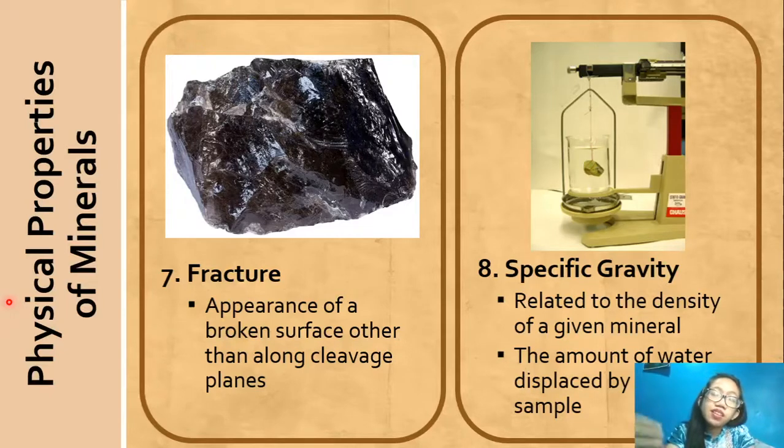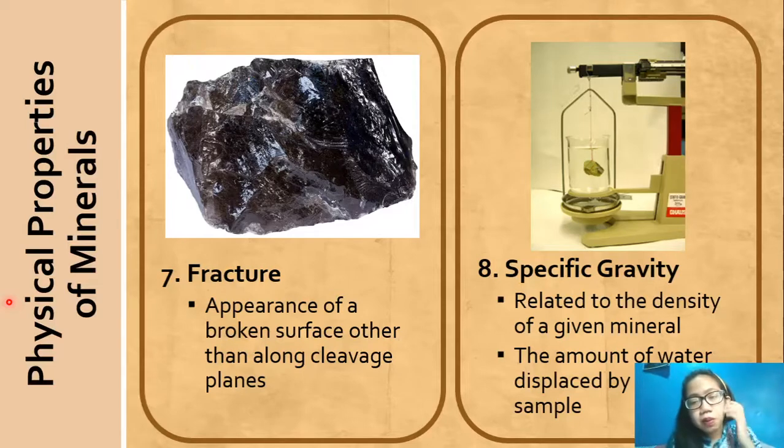Of course, in the internal structure, if you look closely, there is a pattern because it will still break based on its chemical composition. But it's not like the cleavage with straight cuts when they break. So if it's in a broken shape that doesn't follow a visible pattern, that's called fracture. So it's either cleavage or fracture.